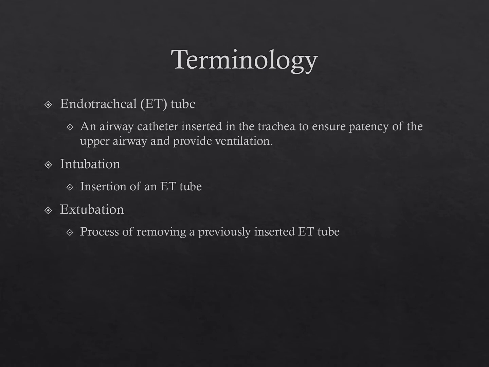Endotracheal tube, or ET tube, is an airway catheter that's inserted into the trachea to keep the upper airway open and provide ventilation. Intubation is insertion of that ET tube, and extubation is the process of removing the previously inserted ET tube.